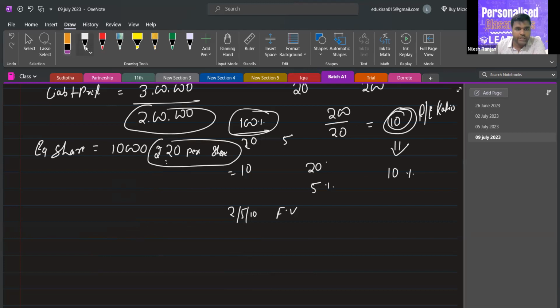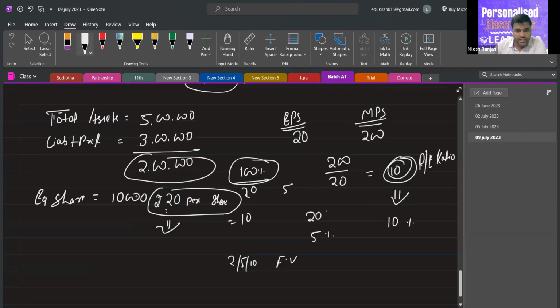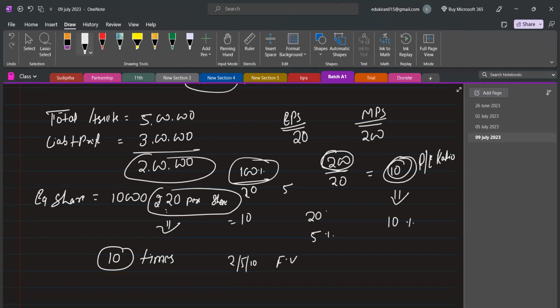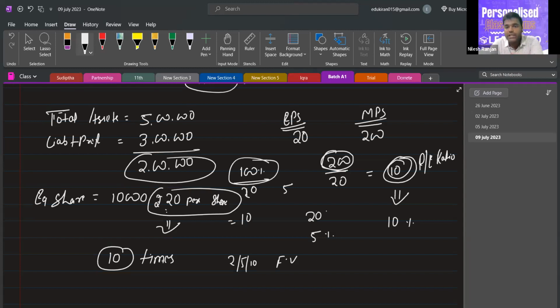The book value is 20 per share here, and the actual market price, let's say I have taken the example, is 200. So it means they are traded at 10 times higher. Yes or no? The actual book value is 20, but they are traded at 200. It means they are traded at 10 times higher.